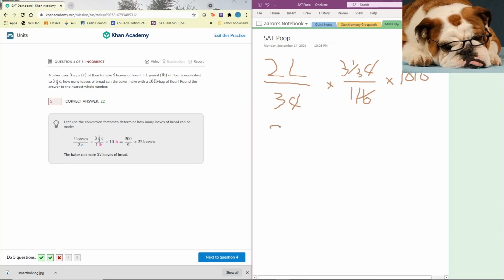So 2 over 3 times anything in the 1 in the denominator, the 1, that's just the same thing as writing what it already is. So that's 3 1/3 times 10, and that's going to give us our loaves. So let's do this math. So in your calculator, you're going to want to write open parentheses 2 divided by 3, close.